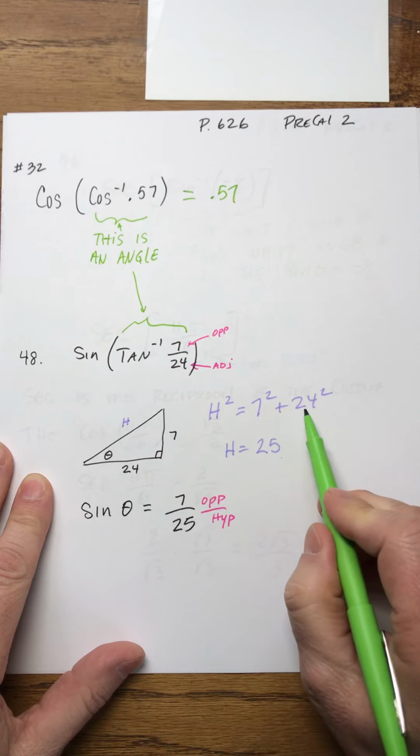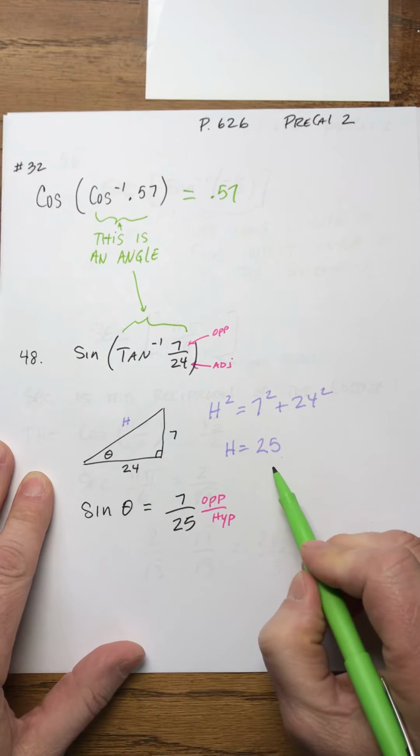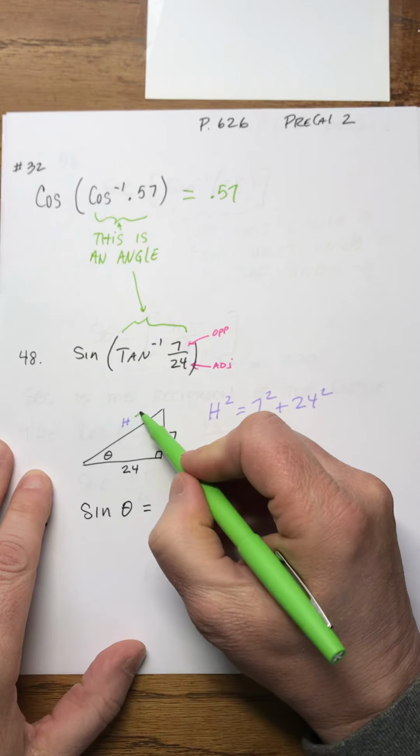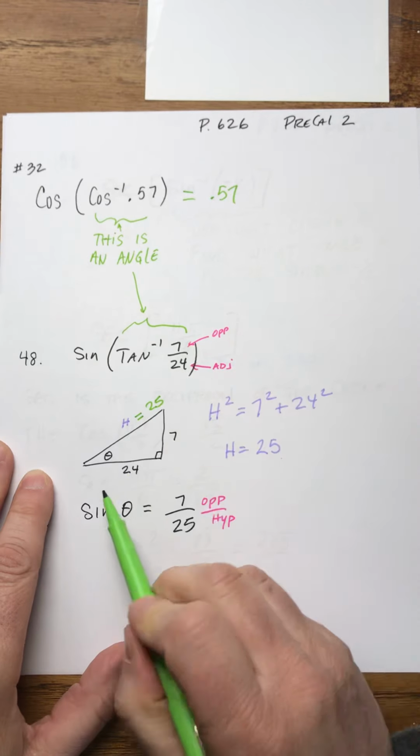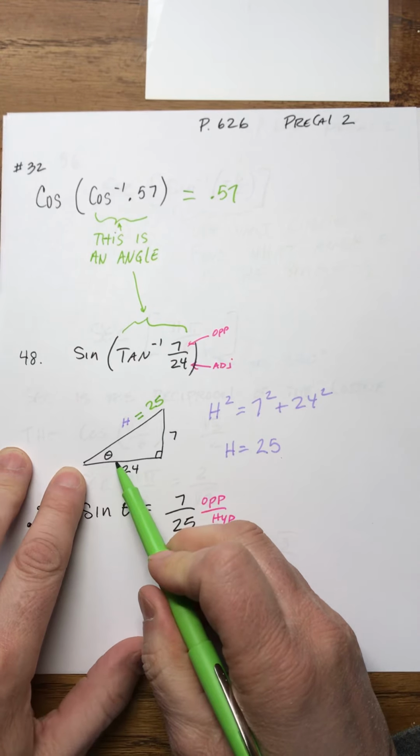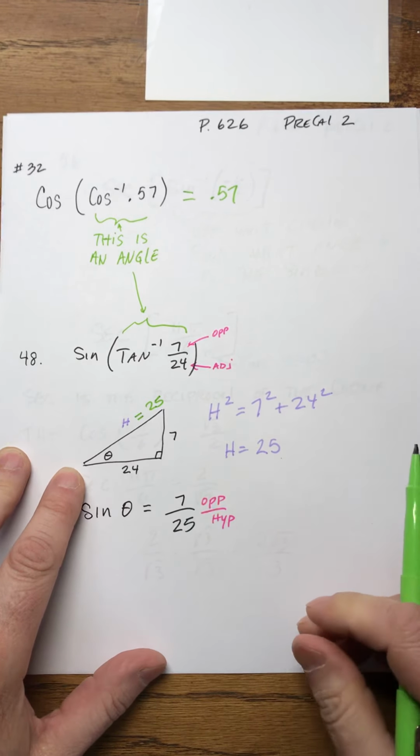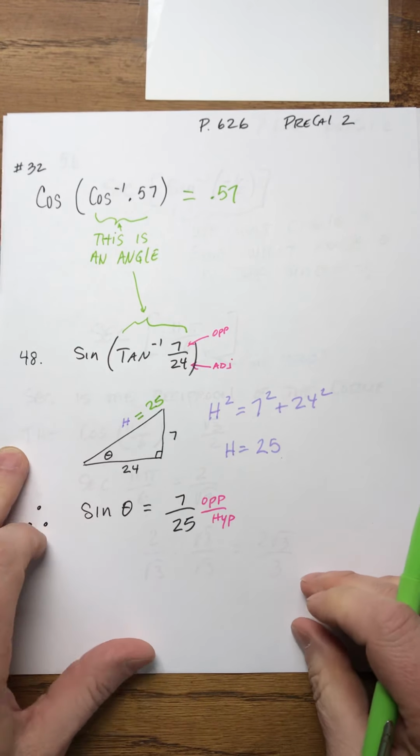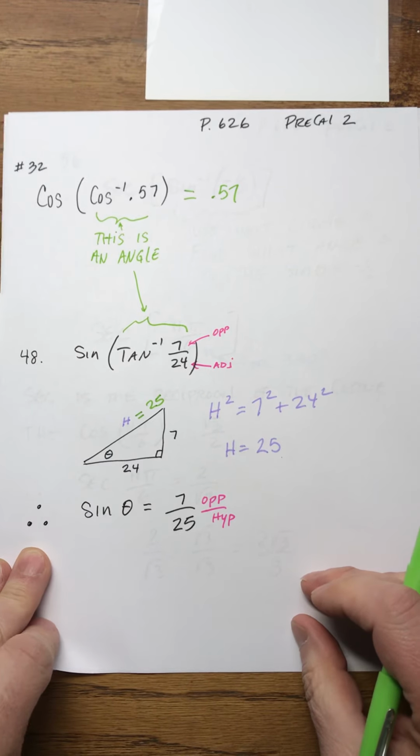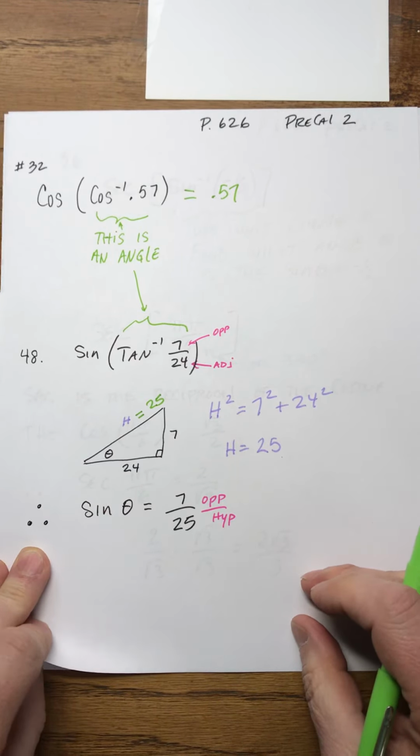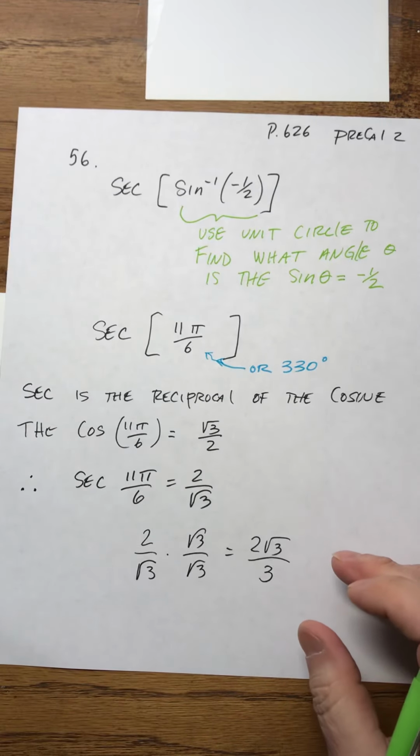This would be 49 and 576. Add them together, take the square root of both sides. You get 25. If this side then comes out to be 25, the sine of this angle, even though I don't know what it is, is going to be the opposite over the hypotenuse, which is 7 over 25. Take a good look at that. Pause it and think about it for a while. Retry the problem, and then you're going to try some of the odd ones on your own.